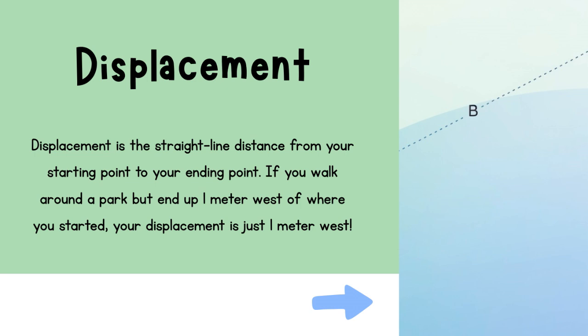It's a way to measure your overall change in position, rather than the total distance you traveled. This concept helps us understand movement in a more precise way, especially when comparing different paths. So remember, displacement is all about the shortest distance between start and finish, and it's an important idea in understanding how objects move through space.